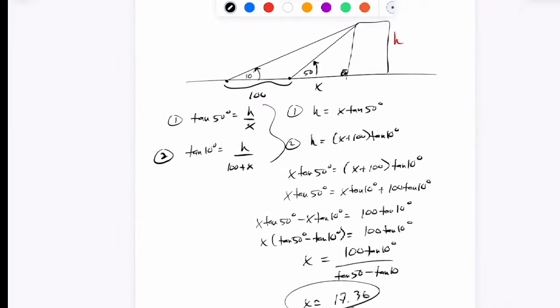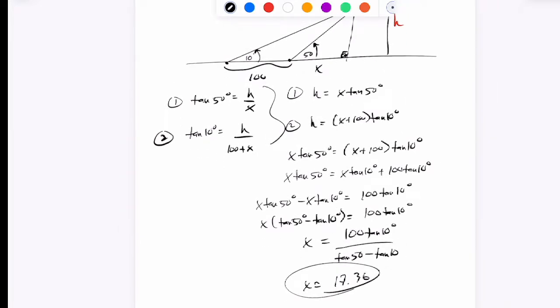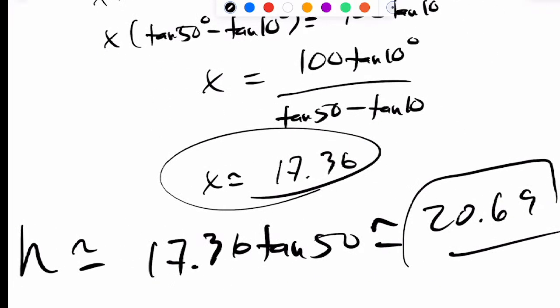I don't know if I've lost Ion, if he's still here, but this is his question. So the height is x tan 50. I found out the x, it's 17.36 tan 50. And then I can get my h value here. This ends at 8:30, by the way, so 5 minutes or so. I got 20.69 for the height of this building right there.